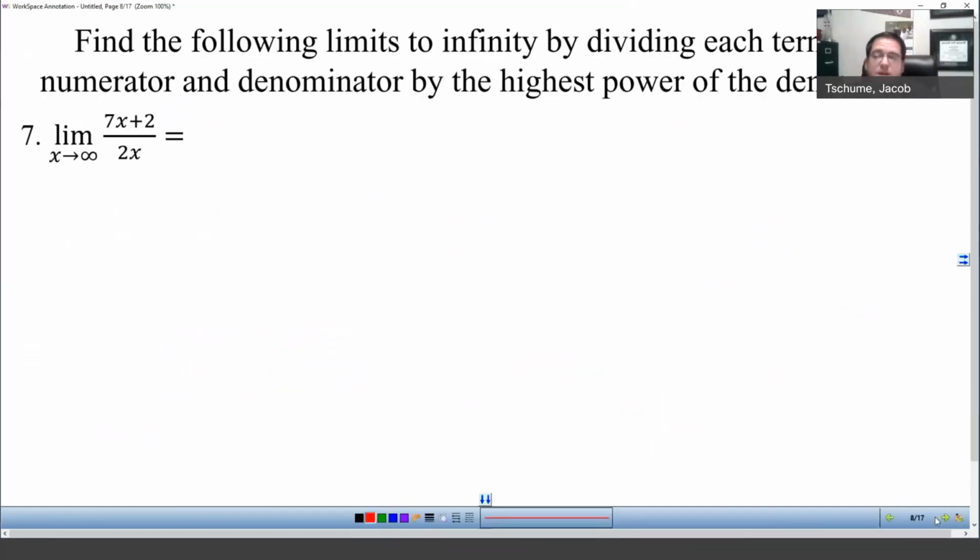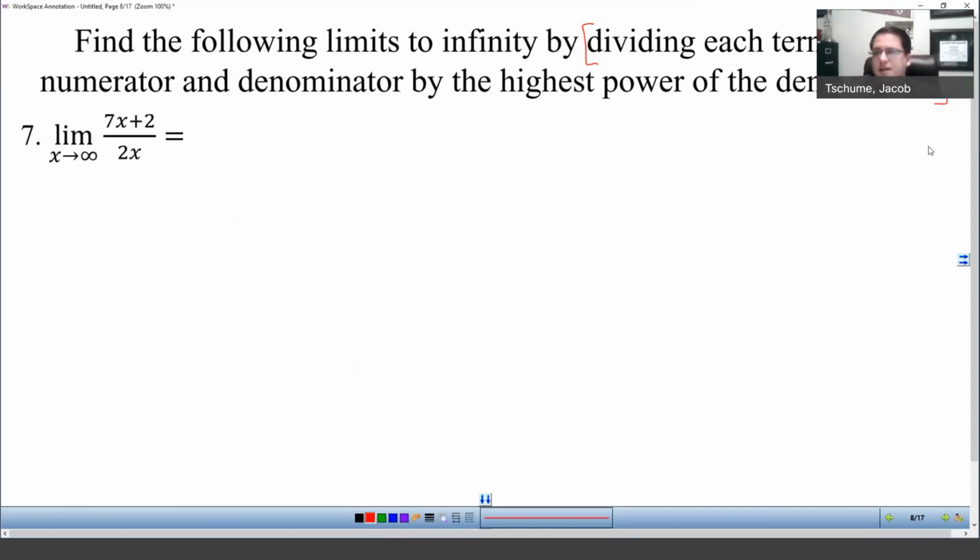So let's see that. For example, what if you want to find an infinite limit of a problem that doesn't have a graph for it? Now you could make a table here, but your table is going to end up being all kind of wonky and not the way we want to do it. So here's a different approach. I want you to find the following limits to infinity by dividing each term in the numerator and denominator by the highest power of the denominator. So this is an alternate way that you can do infinite limits. Is it the most popular? No, but it is an option that you can use. So let me show you how this works.